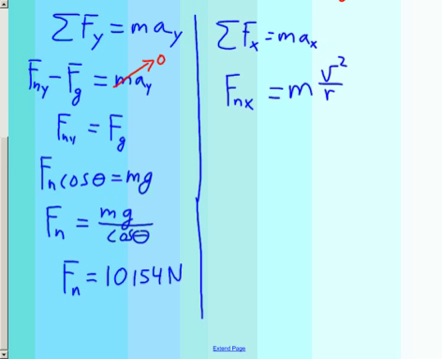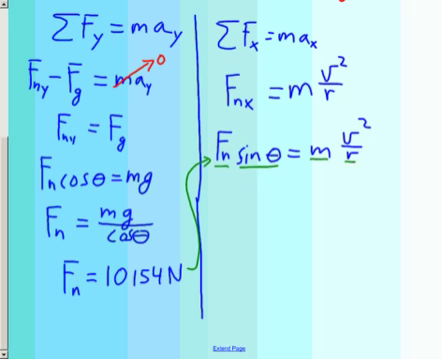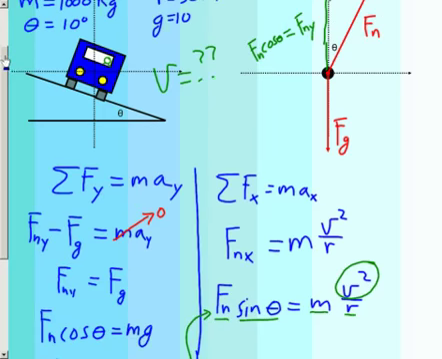All right, what is the normal force in the x direction? It is the normal force times the sine of theta equals m times v squared over r. Hey, look at that. I'm going to underline everything we have. We have the normal force from here. We can calculate the sine of theta. We have the mass. We have r. We only have one thing we don't know. And hey, guess what? That's what we were looking for in the first place.